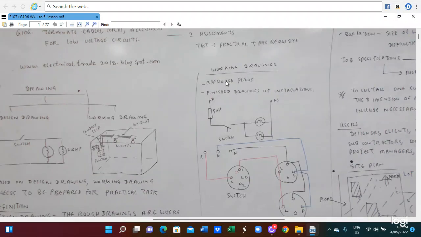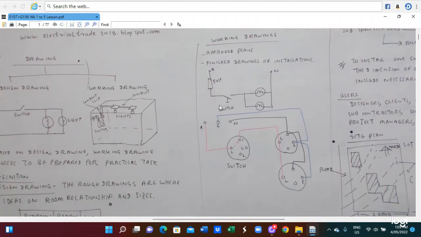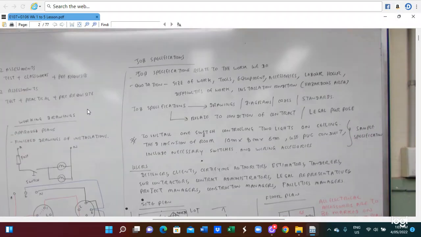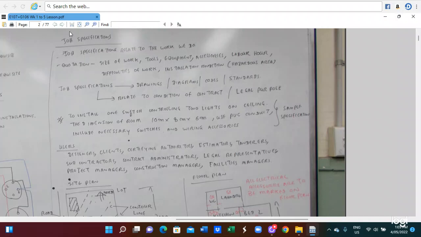So here is a working drawing. For the working drawing you have to provide the appropriate plan, also the finished diagram drawing. Here is a design drawing, the circuit diagram. This is the practical wiring diagram. So the two lights are controlled by the switch, and this is the fuse. That diagram is the design drawing circuit diagram, and the real connection diagram is here. So this is the way we provide it. There are two kinds of drawing here.